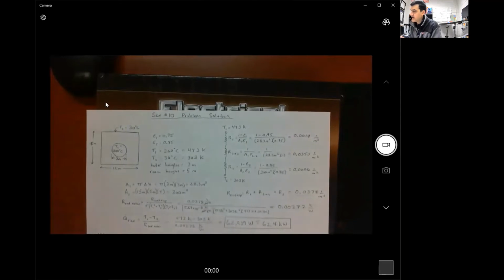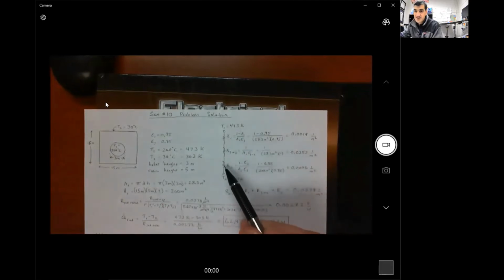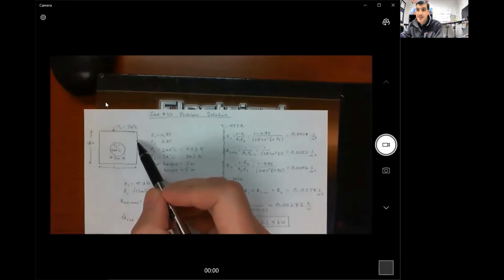And now let's go ahead and draw our thermal resistance network. The thermal resistance network, this is just for radiation. So we know that we have a surface resistance at the wall of the boiler. We also have a surface resistance at the walls of the room. And then we have a space resistance between the walls of the boiler and the walls of the room: how much of the energy released here actually makes it to here, to the walls of the room.